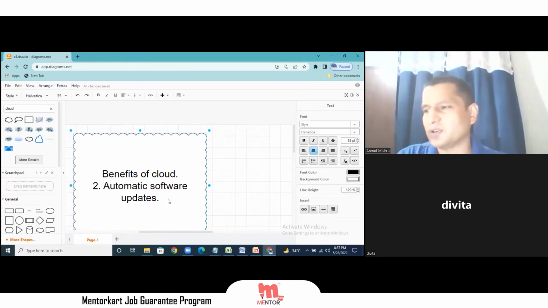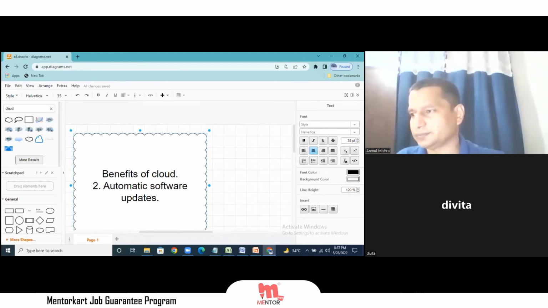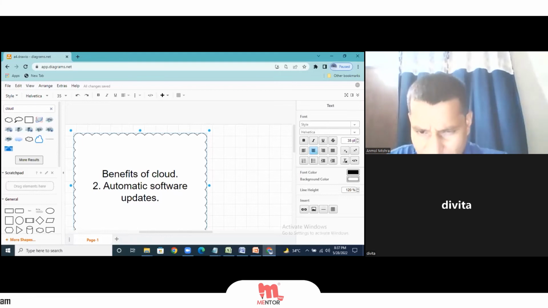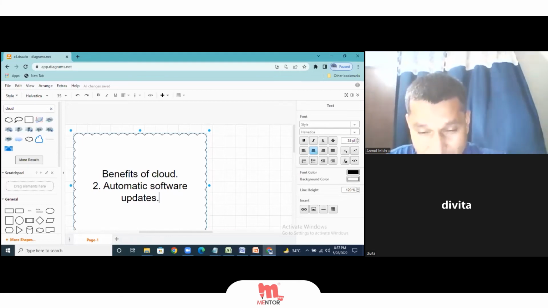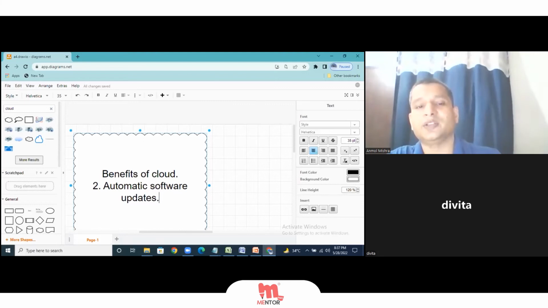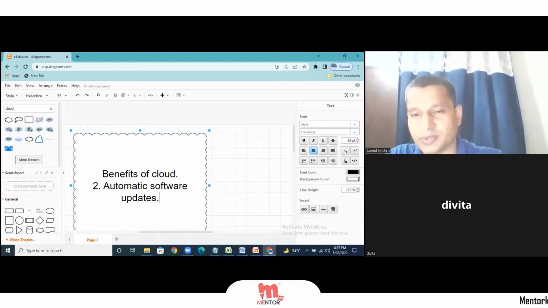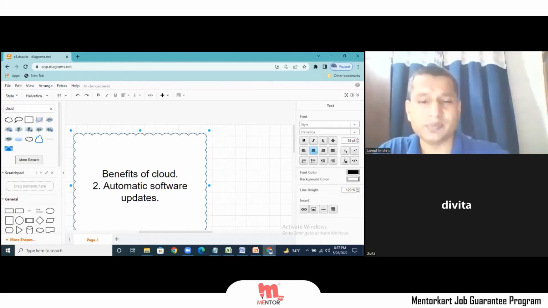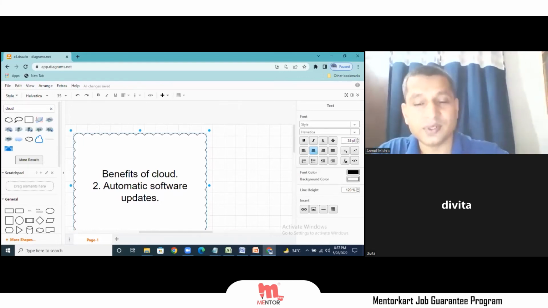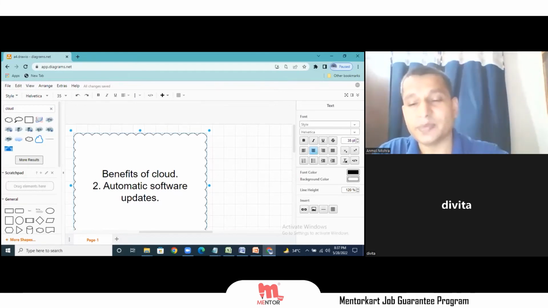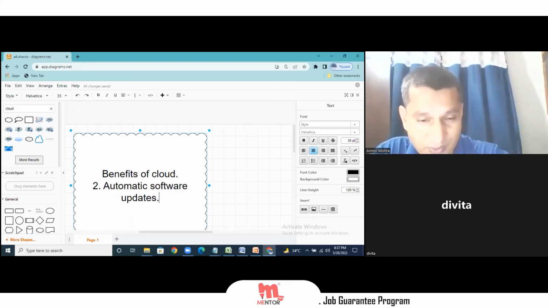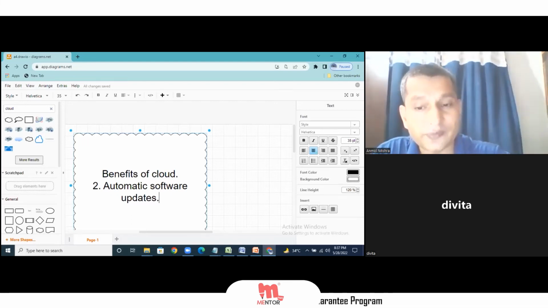What is the meaning of automatic software updates? Please try to give the answer. If you have worked in the IT industry, you know the answer of automatic software updates. What is the meaning of this? No need to update manually, but what is an update? What are patches and upgradation? What is a patch? Try to explain what patches are and why we need to install the patches.